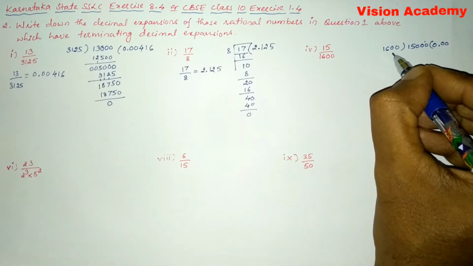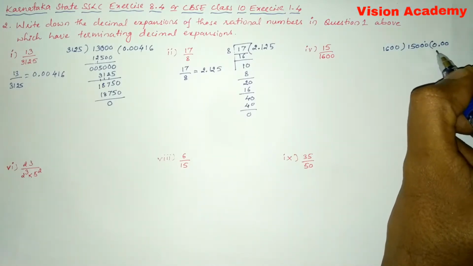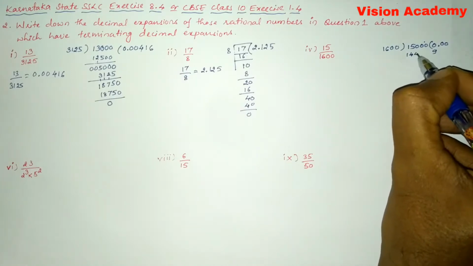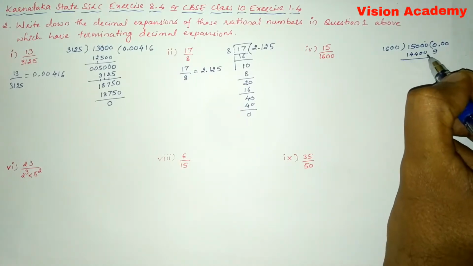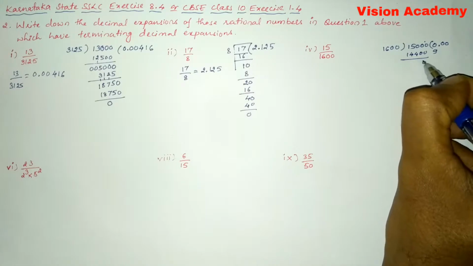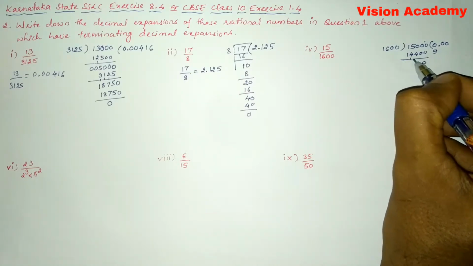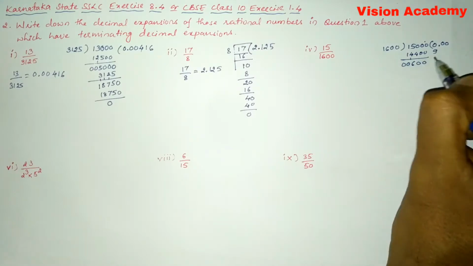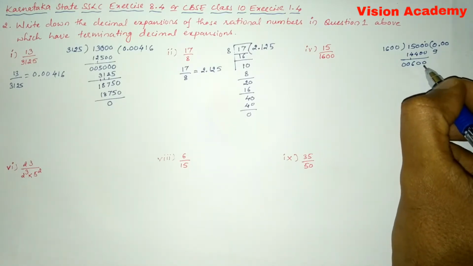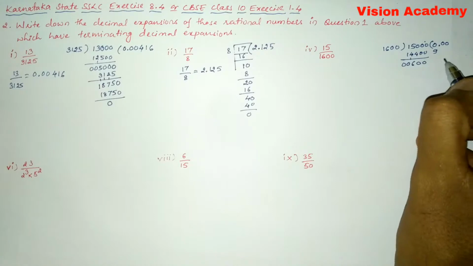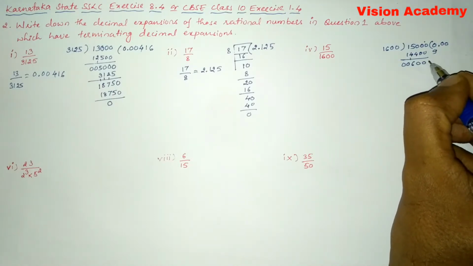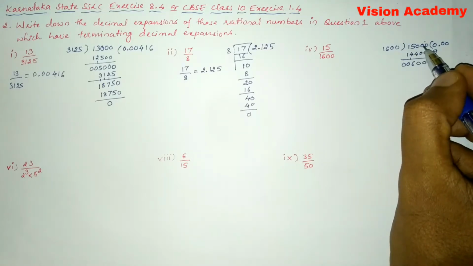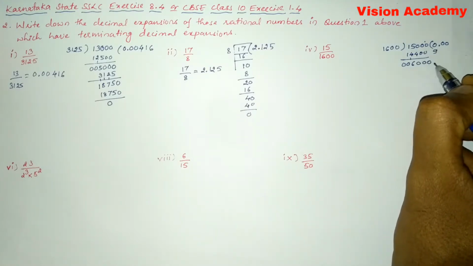So 1600 nines we are going to get 14,400. Here let us subtract 0 minus 0 0, 0 minus 0 0. So let us take 10 minus 4 is 6 and 5 minus 5 is 0. 1 minus 1 is 0. Here we got 600 which is less than 1600. Let us take one more 0. It will become 6,000.